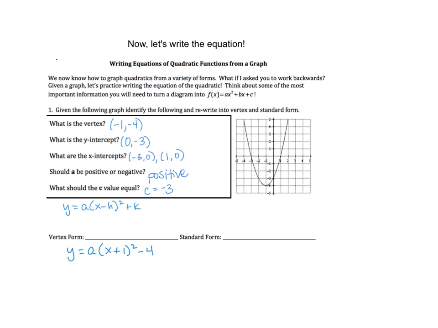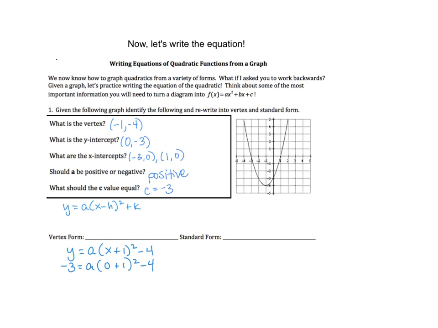Now I need to know the value of a, and I really can find that value by plugging in any point from my parabola, because any point that lies on my parabola has to make the equation of the quadratic true. So I'm just going to use my y-intercept here, (0, -3). If I plug in -3 for y and 0 for x, I have to get a true statement. So that will help me find a. So y is -3 when x is 0.